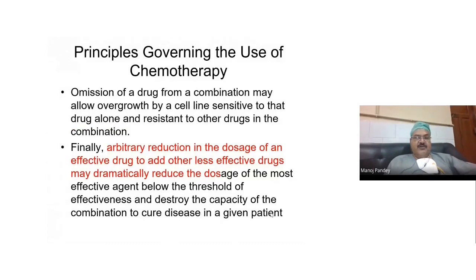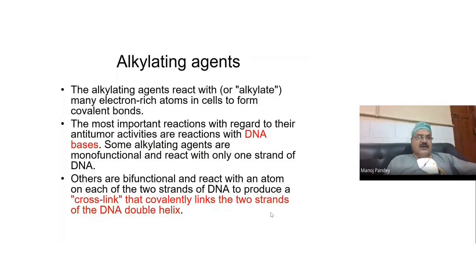If you omit a drug from a combination, what will happen? The cells which were sensitive to that particular drug will overgrow. And then you are going to have two clones of cells. One will be killed, the other one will proliferate. Because a tumor is a multiclonal organ where all the cells are not the same, but each cell is different. So there are multiple clones of cells within a tumor. So I'll come to the first class of chemotherapy, which was discovered first, alkylating agents.